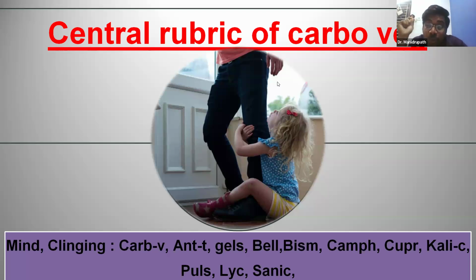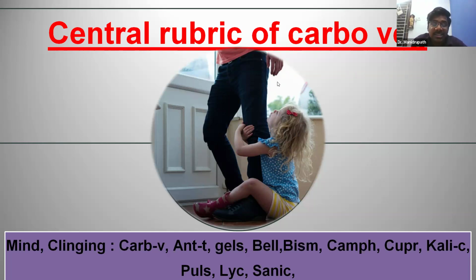That's why the central rubric of Carbo is mind clinging. They always cling to the father or they always cling to the mother. "Papa, Papa, don't go, don't go. I will come. Papa, Papa, wherever you go, I'll come." Mother's attachment, father's attachment, the clinging nature you can see in Carbo.